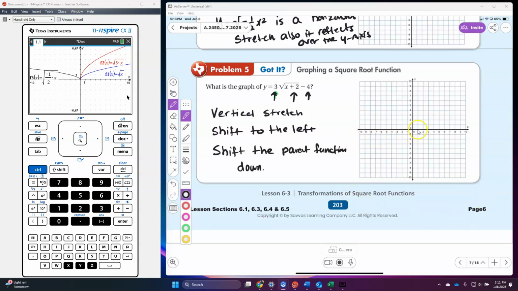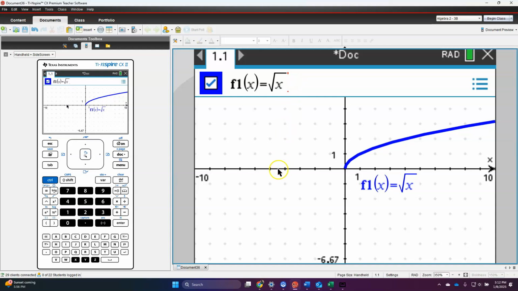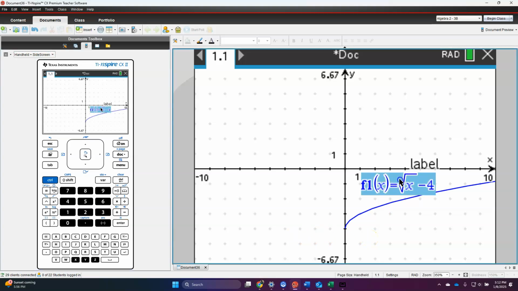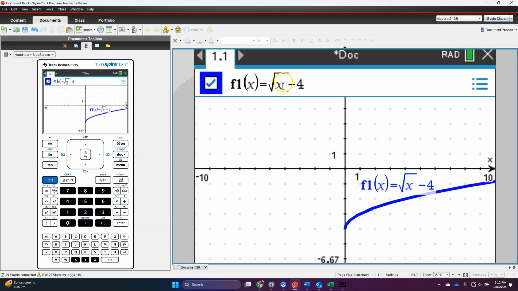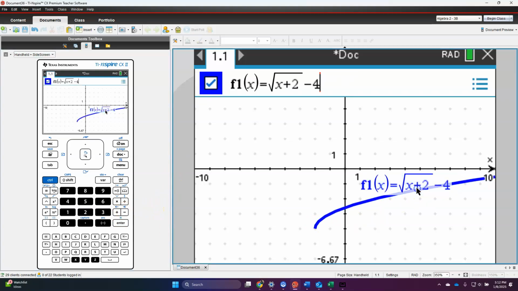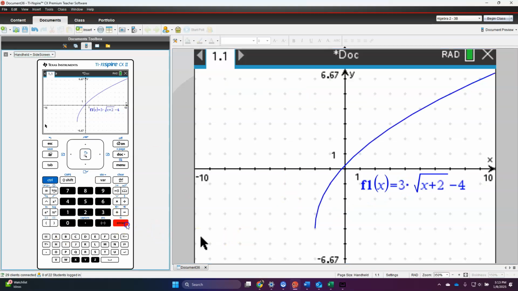So I'm going to walk you through the graph, but I'm going to go ahead and use my handheld here. So here is my parent function. I'm going to subtract 4. And you see I moved it down. The parent function will move down. Now I'm going to add 2, and that shifts it to the left. And now I'm going to place the 3 right in front of the radical, and you're going to see how it stretches vertically. And there it is.